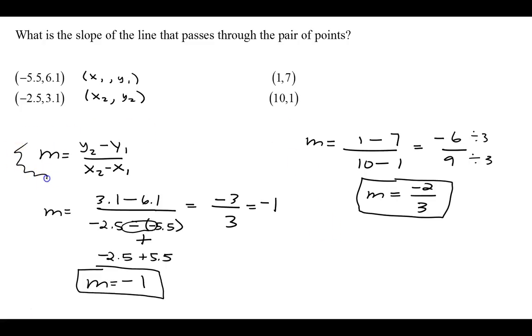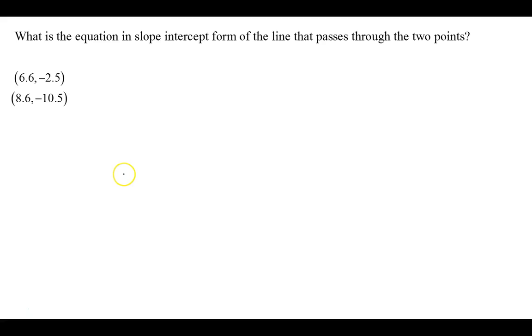So here's the formula that you need for that. Slope is change in y divided by change in x. It's your y subtraction divided by your x subtraction. What is the equation in slope-intercept form of the line that passes through these 2 points?